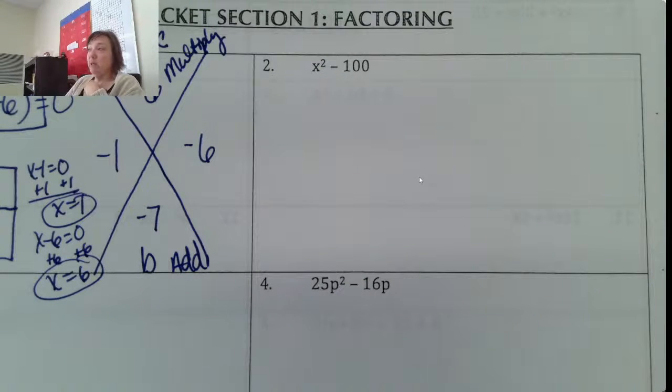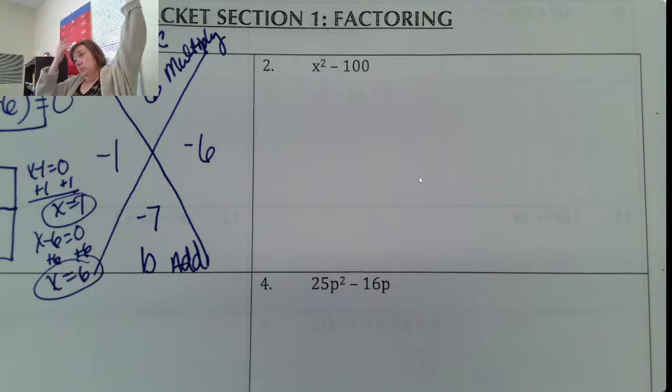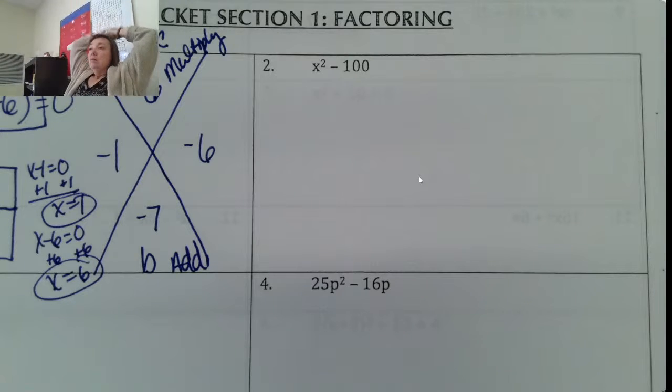There's no visible b, which means it's 0, right? 0b. There's no b. The b's cancel, right? Anything else jump out at you about number 2? They're both perfect squares. X squared is a perfect square. It's x times x. And 100 is a perfect square. It's 10 times 10. Right?